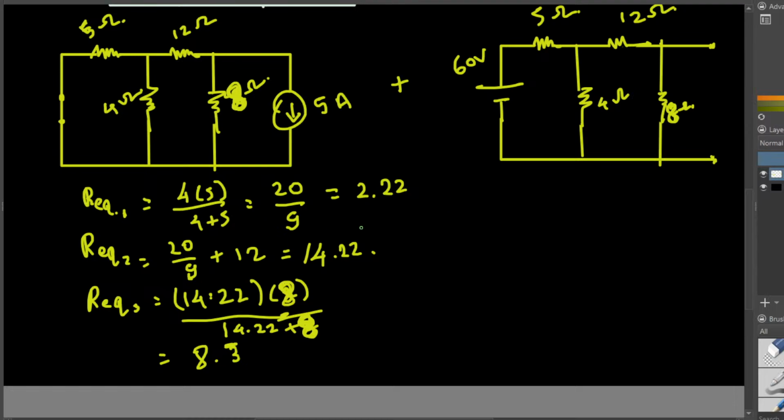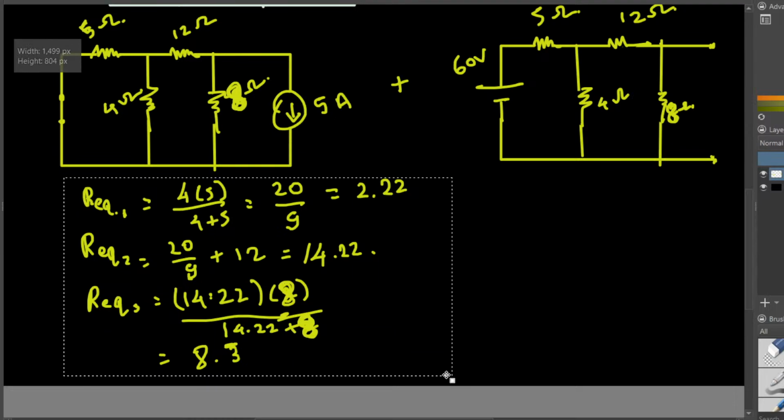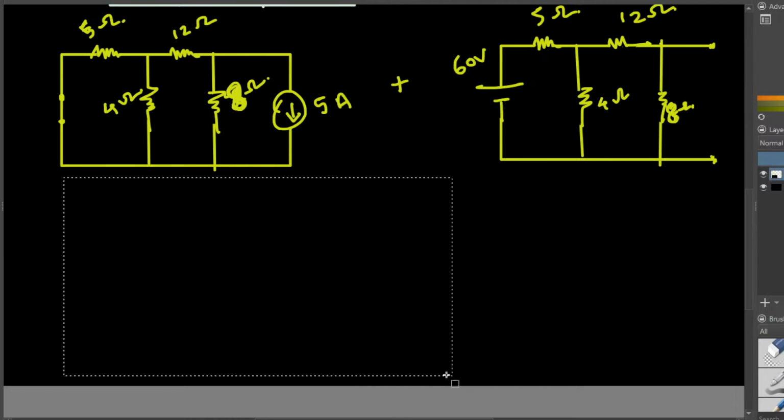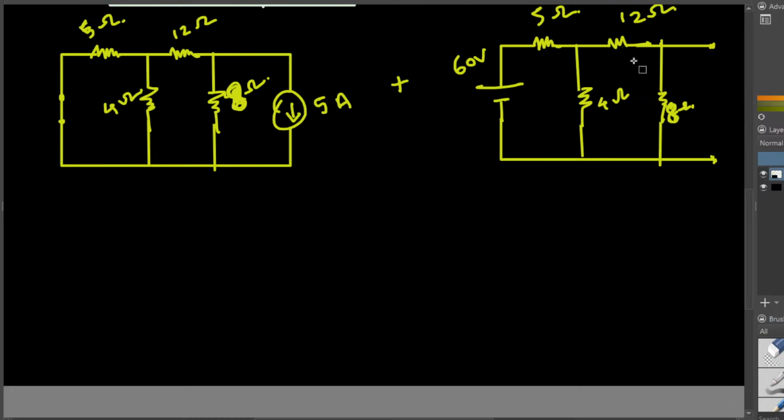Okay, so you know what? Yeah, I messed it up. Let me redo. Let me deal with this circuit first and then go back. So here we have voltage, and this one is easier, because we can find out the current from this.